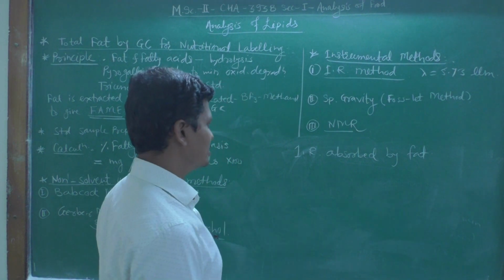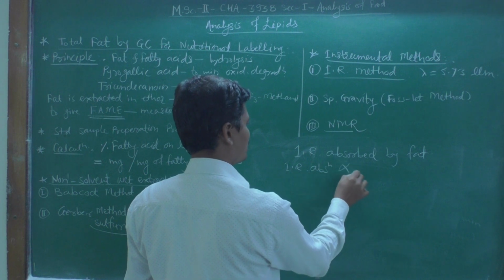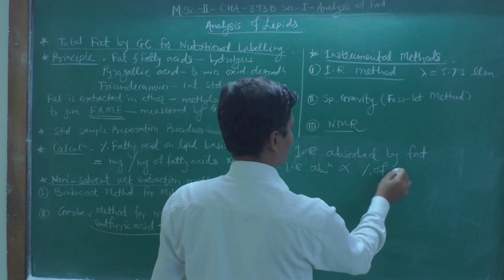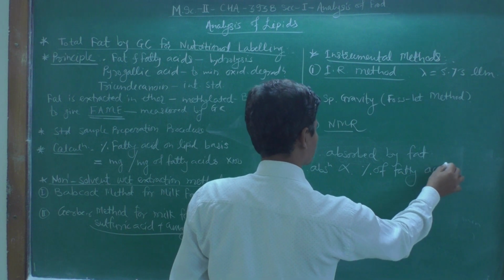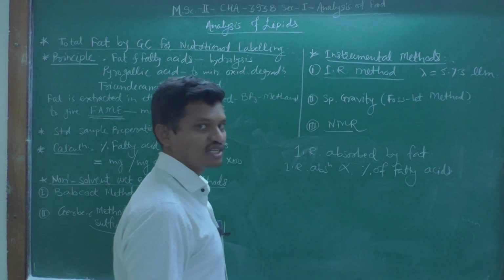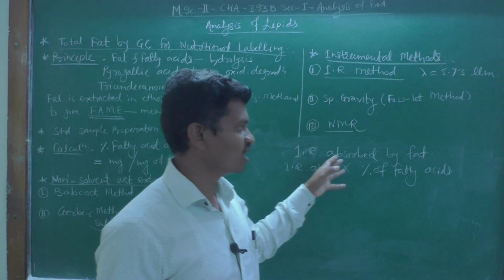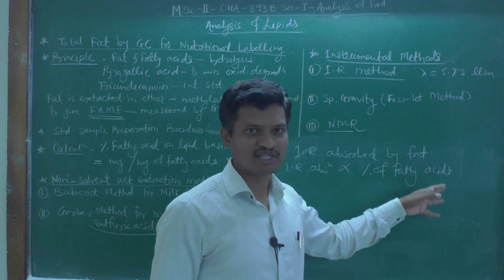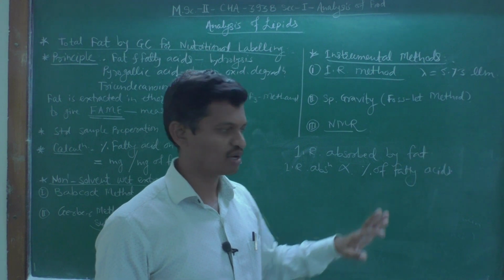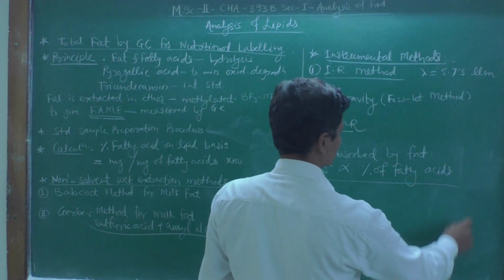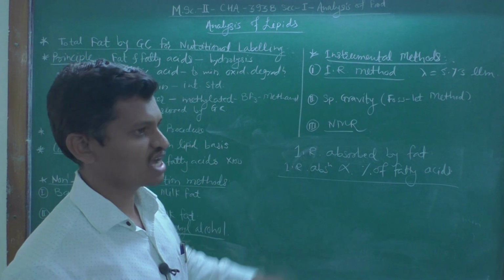This IR absorption is directly proportional to the percentage of fat or fatty acids present in the sample. The higher the IR absorption, the more fatty acids are present in the sample. The lower the IR absorption, the fewer fatty acids are present. So this can be useful for direct analysis by using instruments such as IR.